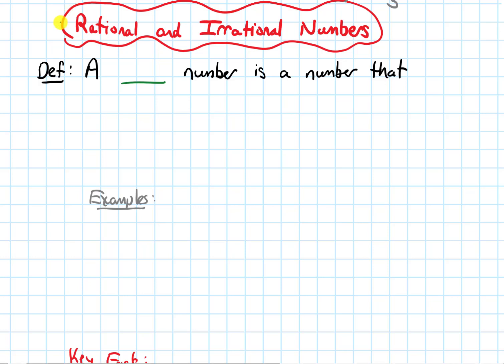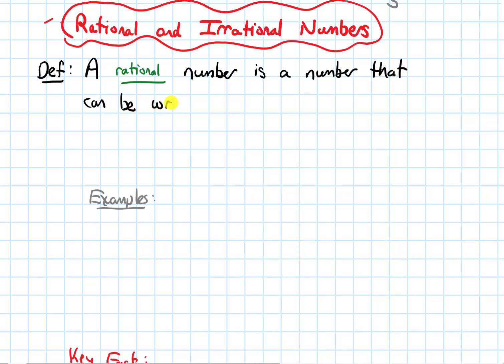In this discussion video, we will review rational and irrational numbers. So I want to begin by recalling a definition: a rational number is a number that can be written as a ratio. Notice that the word ratio is actually in the word rational. Ratio just means a fraction, something over something, a ratio or fraction of integers.